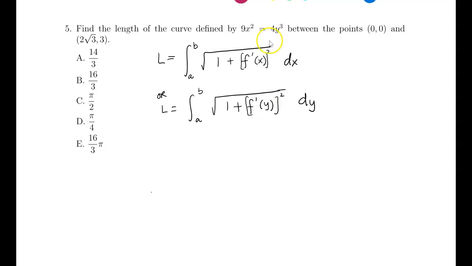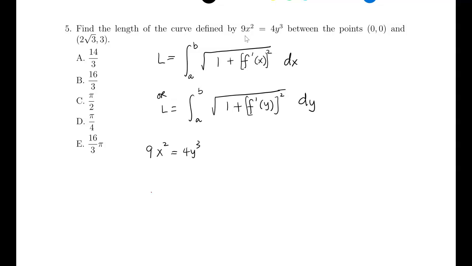But for instance, if you pick the second formula, that means you would have to solve this equation in terms of y. If you pick the first formula, then you would have to solve this equation in terms of x. Okay, all right, so let me just pick the second one. I will choose to solve this in terms of y. That means I will have to solve my function 9x squared equal to 4y cubed in terms of y.